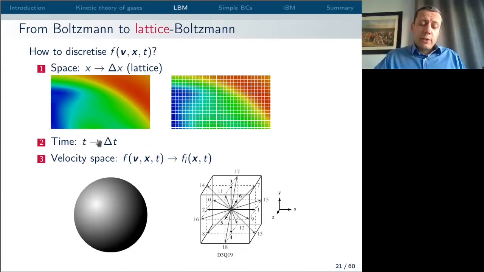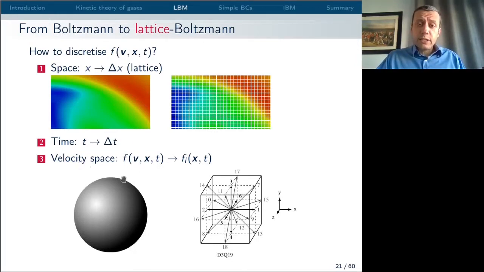Time is discretized by having, at least in the original Lattice Boltzmann scheme, a constant time step delta t. We solve Lattice Boltzmann at a given time, then we advance time by delta t, we do it again, we advance time by delta t, and so on. There are also Lattice Boltzmann schemes where you have unstructured meshes and time steps that can be tuned dynamically, but I will not talk about that.